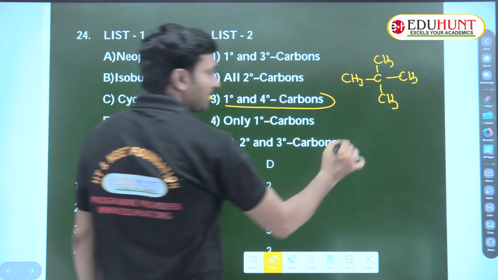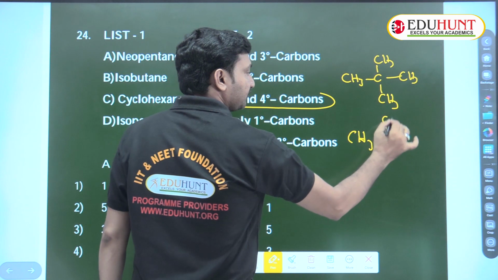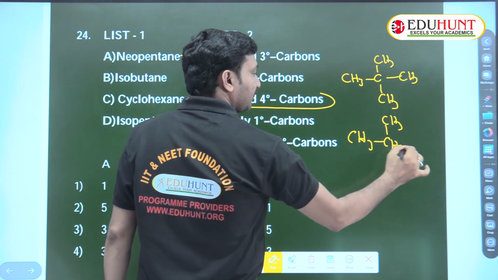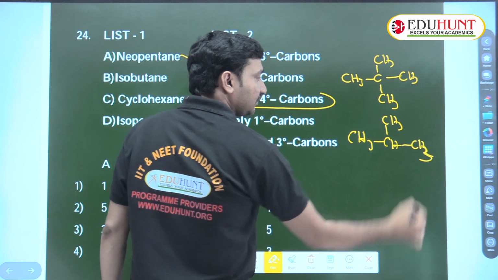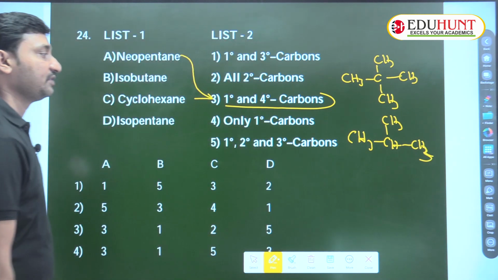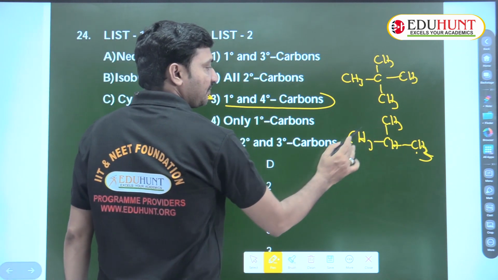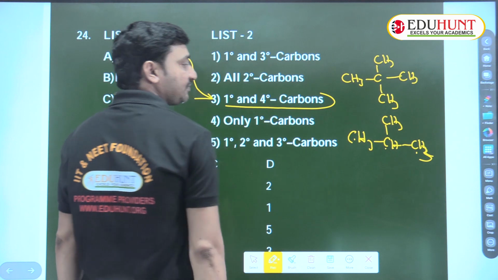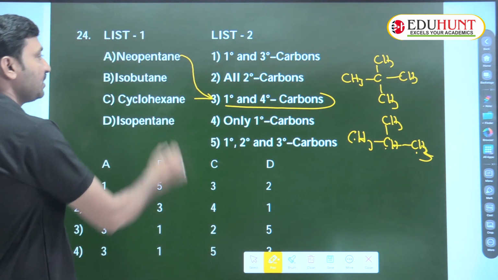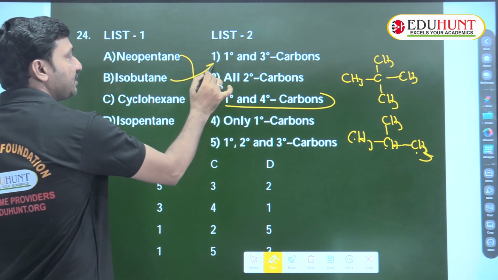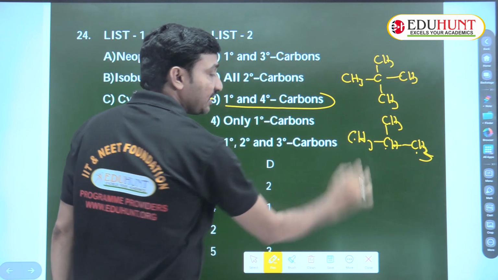Isobutane. What is the structure of isobutane? You know the isobutyl group? This is the isobutyl group, right? Isobutane means add hydrogen. This is isobutane. In isobutane, this is primary, and this is tertiary. Primary carbon atoms and also what? Tertiary carbon atoms. In isobutane, primary and tertiary carbon atoms.